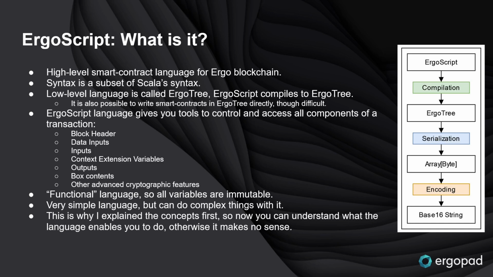Any information about the local state of the transaction, Ergoscript gives you the power to access and use to write your contract. So you have access to the block header, data inputs, context extension variables, outputs, all the box contents in the registers, and other advanced cryptographic features. Ergoscript is a functional language, so all the variables are immutable. And it's very simple. There's nothing crazy going on, but it lets you do really complex things, which is really cool.